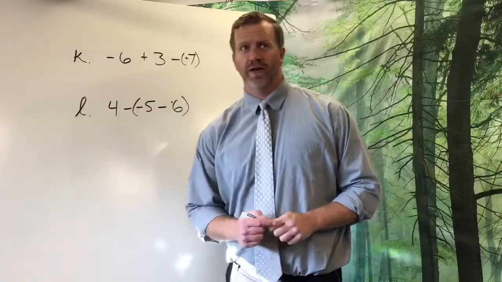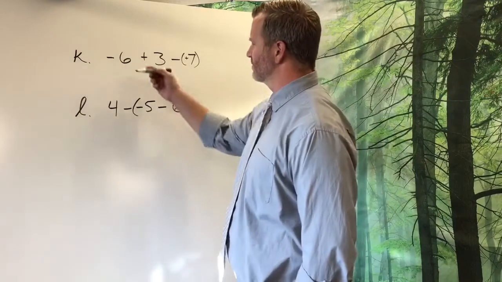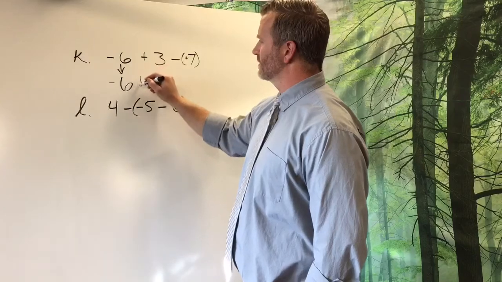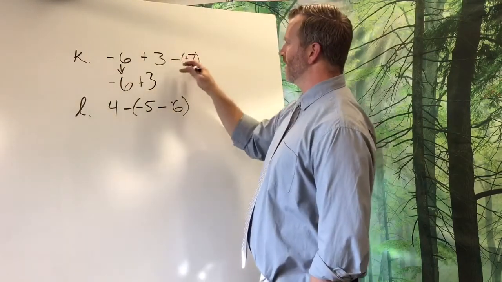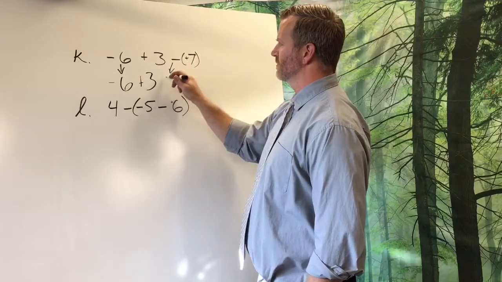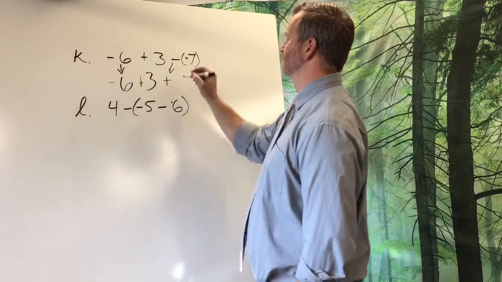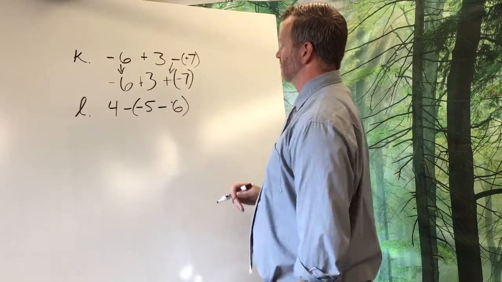Alright, so let's check out K real quick here. Remember that first number is just going to drop straight down, right? There's negative 6. We've already got the plus sign, so we're good. We don't have to change anything there. But now we have minus a 7. So as we come down, that's going to become a plus sign. Now what's the opposite of 7? Negative 7. All right, so we'll throw some parentheses around that guy.